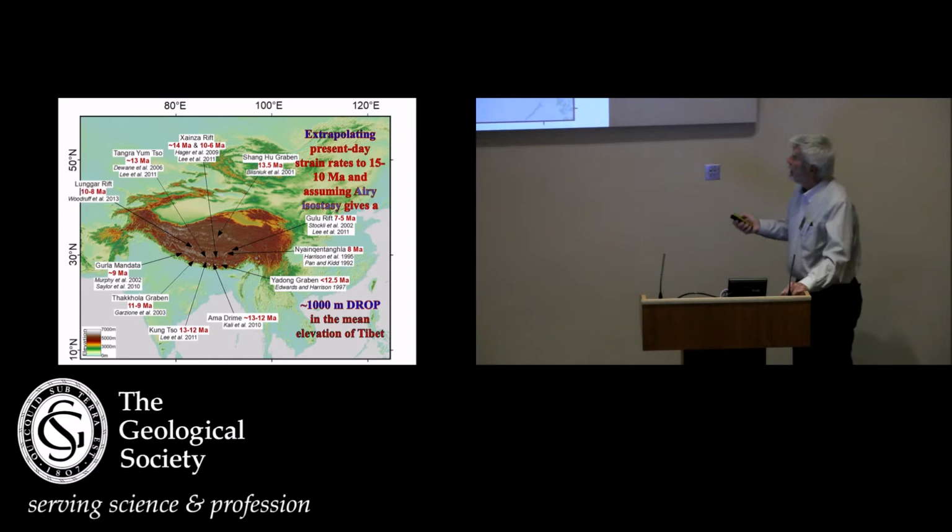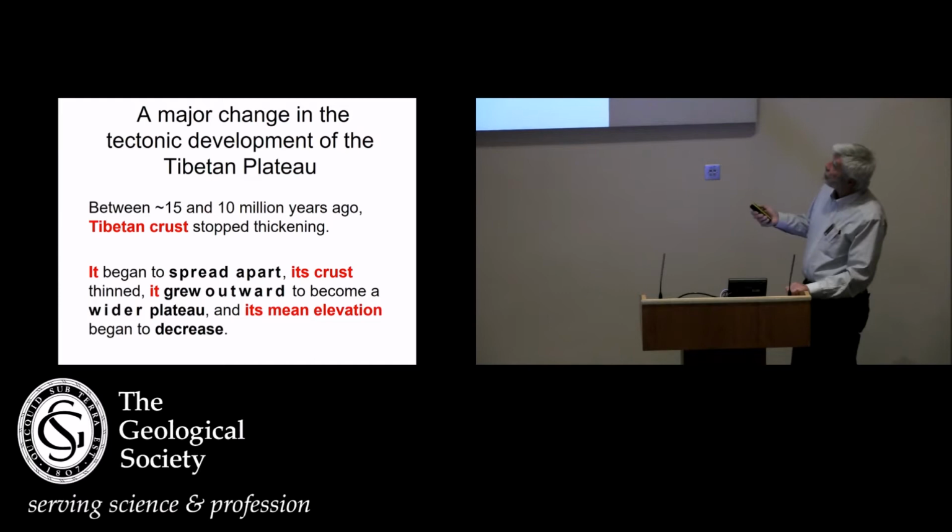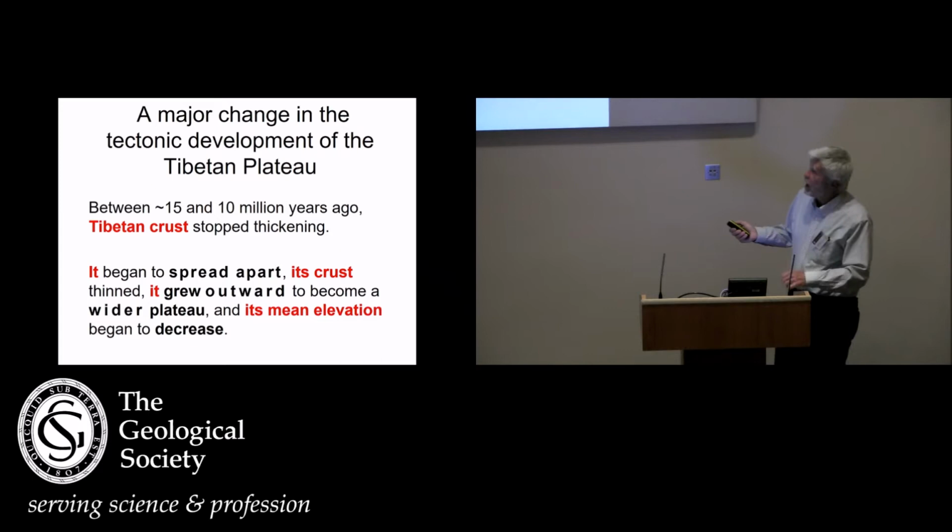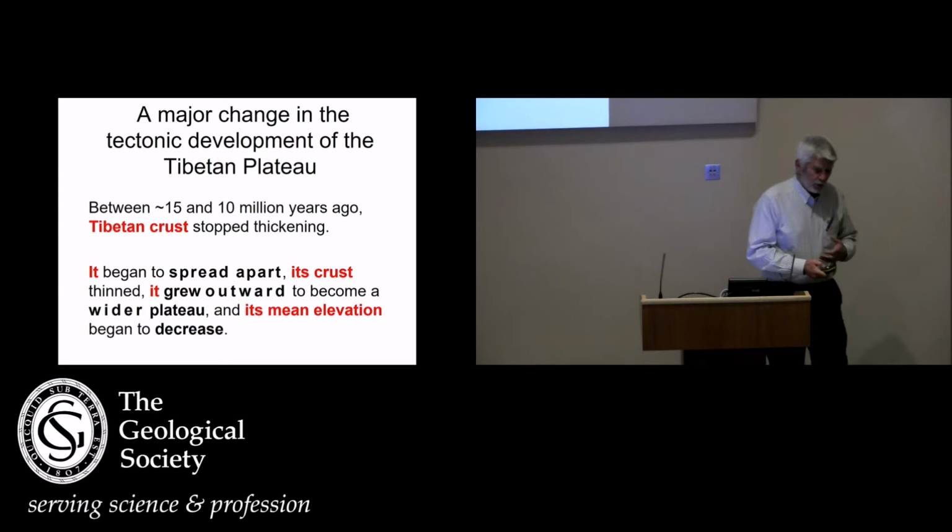Okay, so what do we take from this? Between 10 and 15 million years ago, Tibet stopped thickening, or it had stopped by this time. It began to spread apart. Its crust thinned. It grew outward, became a wider plateau, and its mean elevation began to decrease. So now I'm going to take you through the interpretation that some of us like.